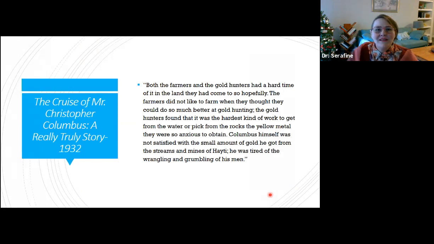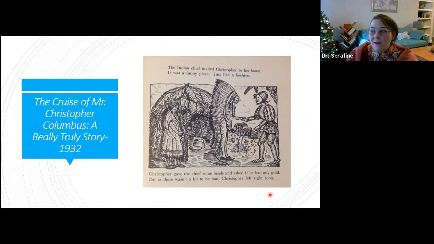This children's textbook talks about this gold. "The farmers did not like to farm when they could do so better at gold hunting." These were the Europeans. They didn't want to farm, they wanted to find gold. "Columbus himself was not satisfied with the small amount of gold he got from the streams and the mines of Haiti. He was tired of the wrangling and the grumbling of his men. So he went to the indigenous people and asked them, do you have any gold? But there wasn't a bit of gold to be had, so Columbus just left."